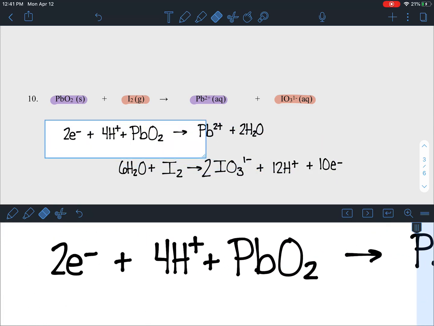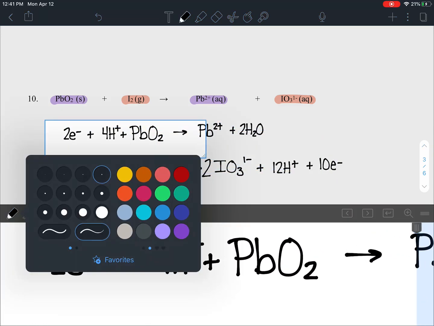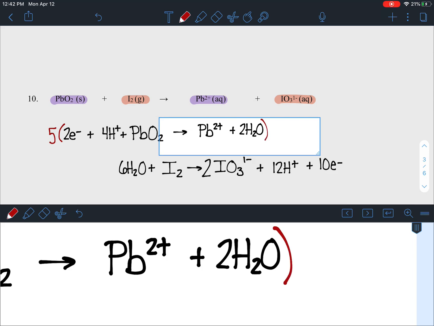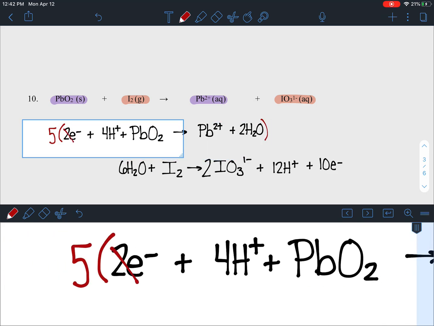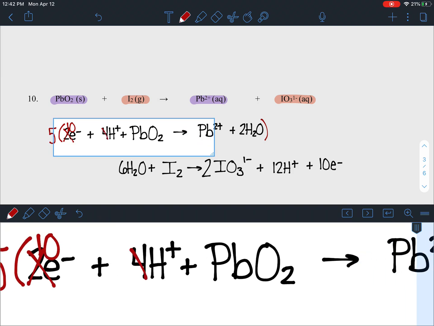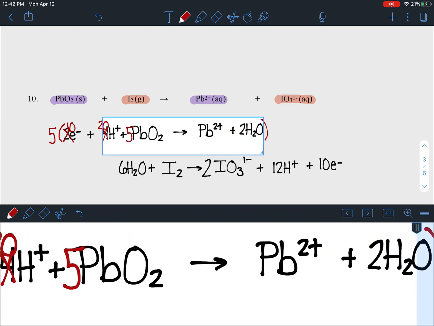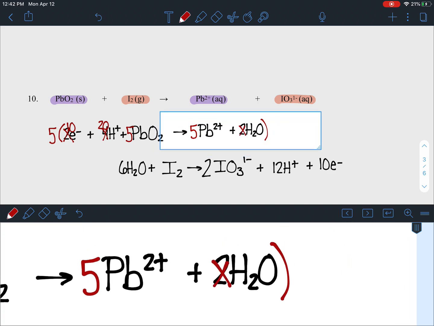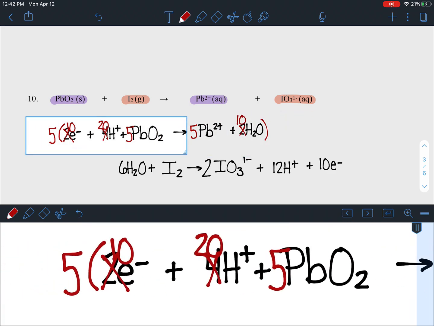I'm going to have to multiply the top equation by 5. So I will do that next. So 5 all the way across. So 5 times 2 gets me to my 10 electrons. And then I have 20 hydrogen ions. Put a 5 in front of PbO2, 5 in front of here, and then 5 times 2 is 10 waters. So at this point, I'm going to cross that off so I don't think about those numbers anymore.